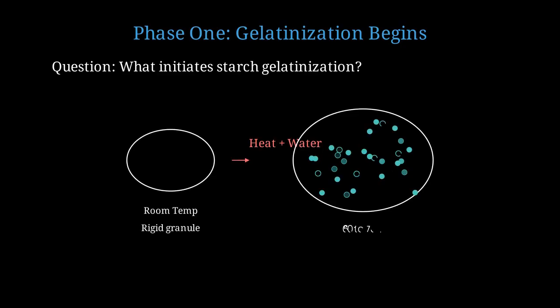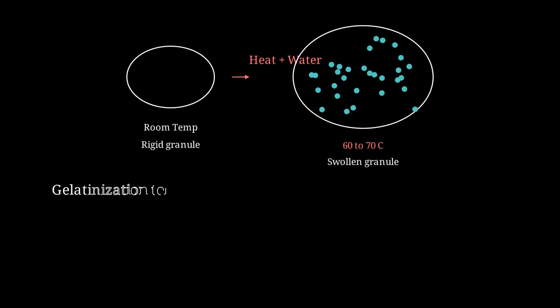At temperatures between 60 and 70 degrees Celsius, water molecules begin to penetrate the amorphous regions. The granules start to swell as water breaks hydrogen bonds and gets absorbed. The gelatinization temperature for most starches ranges from 60 to 75 degrees Celsius. This is why cooking rice or making bread requires temperatures in this range.